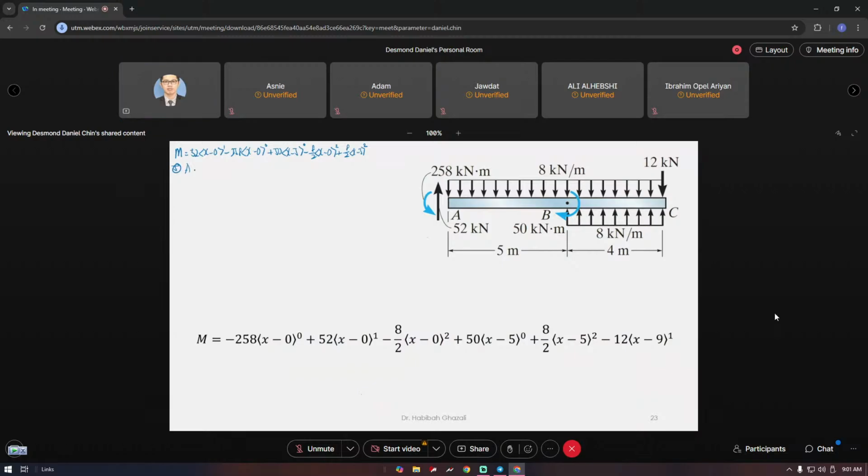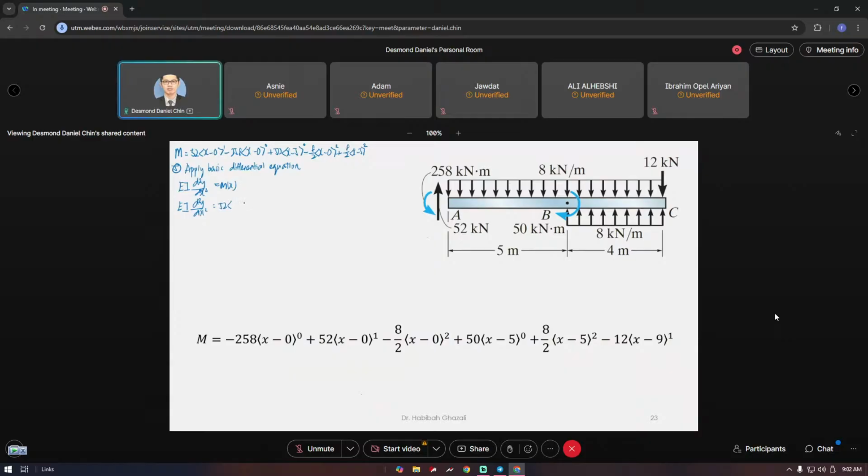So step 5, apply the basic differential equation. You have learned it before in the previous part, C7L1: EI d square y dx square equals the moment equation, right? So what is your moment equation in this case? Therefore, it will be very simple. EI d square y dx square is equal to the entire equation.